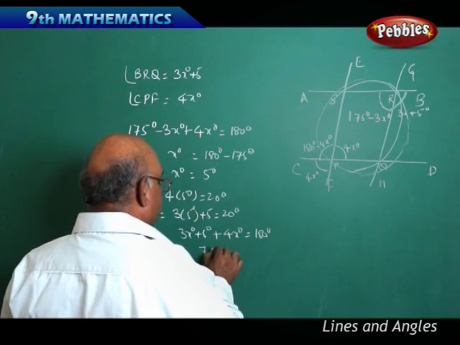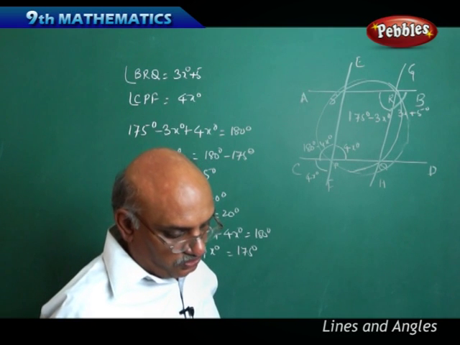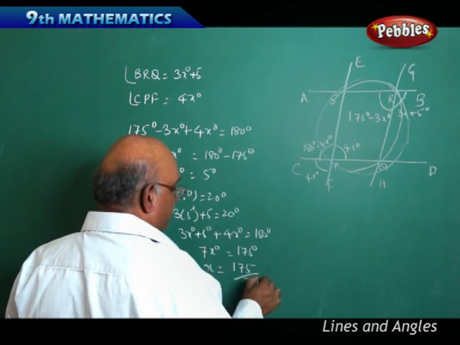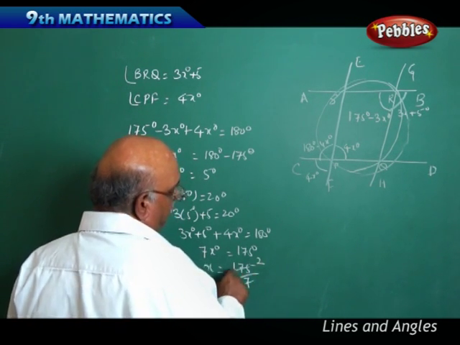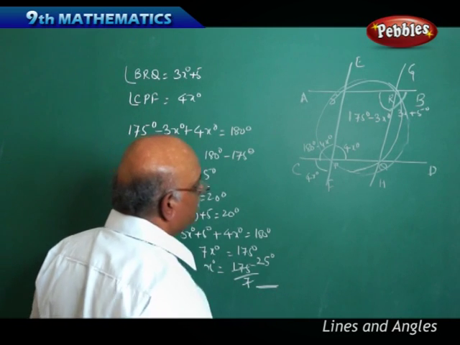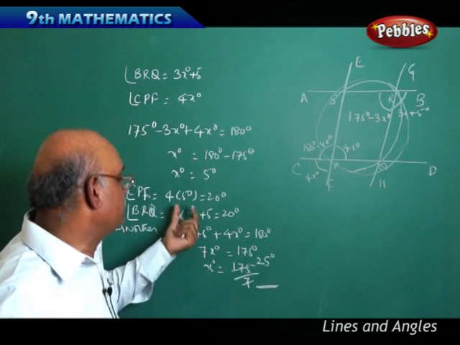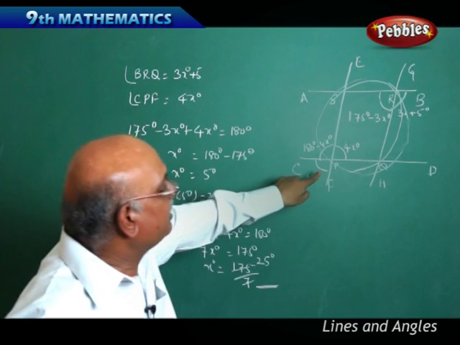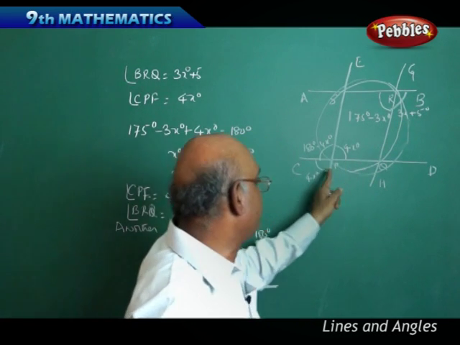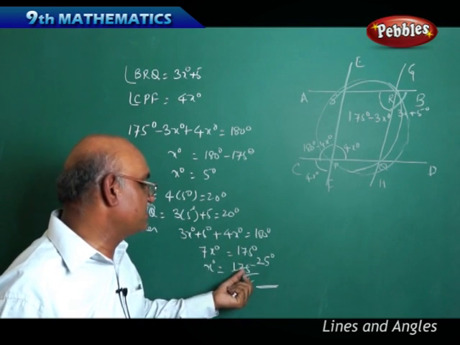This is equal to 7x degrees, that is equal to 180 minus 5, that is equal to 175 degrees. Therefore x is equal to 175 divided by 7, which is 25, since 7 fives are 35 and 7 twenties are 140. Therefore x degrees is equal to 25. If I don't take this as a cyclic quadrilateral, if I assume these angles are equal, then with the exterior opposite angles, naturally the sum of 3x plus 5 degrees and 4x is equal to 180 degrees, then x degrees is equal to 25 degrees.